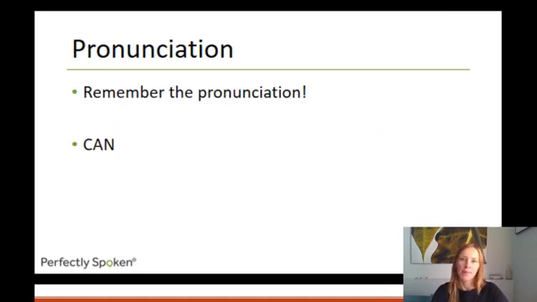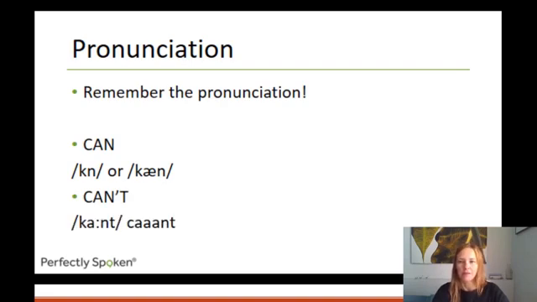Again, remember the pronunciation. So you've got can, or can. And can't is can't, long sound, or American English can't, but it's a long sound, so you must get that right.